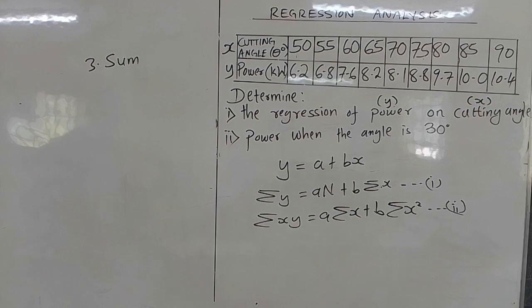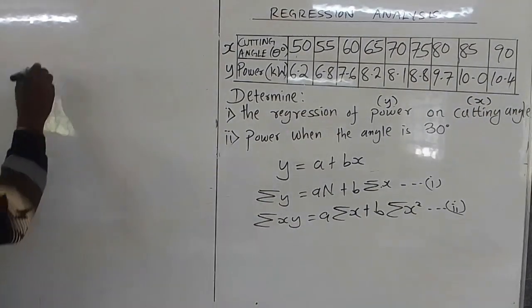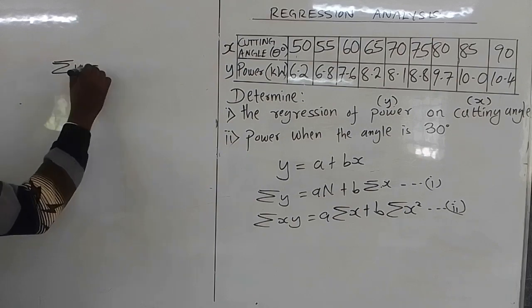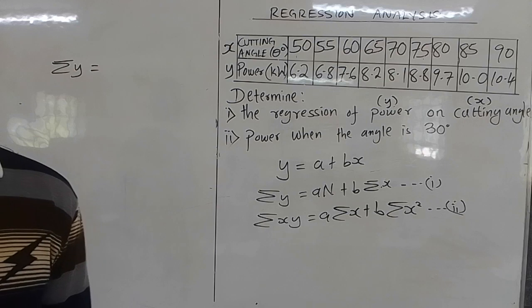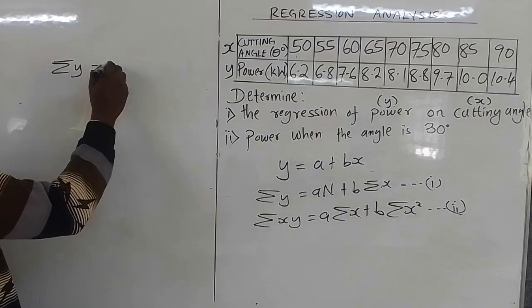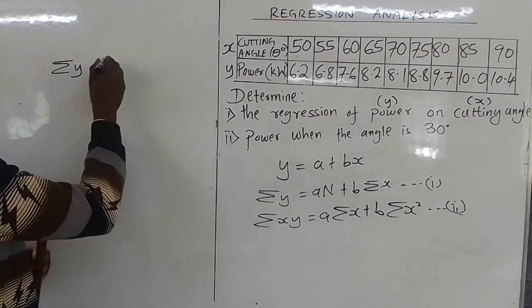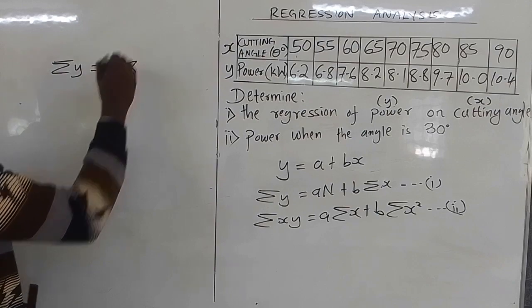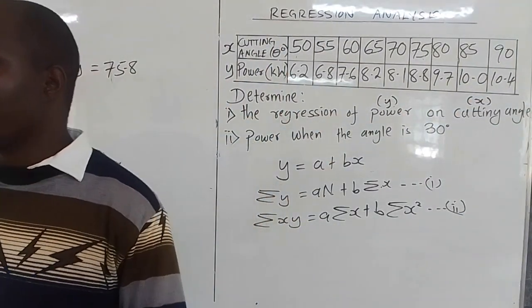Once you get all the options for sum, you start with the first one. The first one is summation of y. So summation of y is number? You press number 4, it gives you summation of y. When you press the equal sign, it gives you the answer, which is 75.8. So it means when you have summed all these, you are going to get 75.8, isn't it?